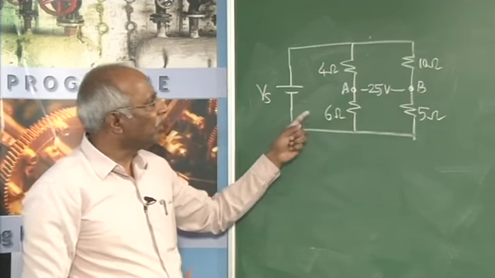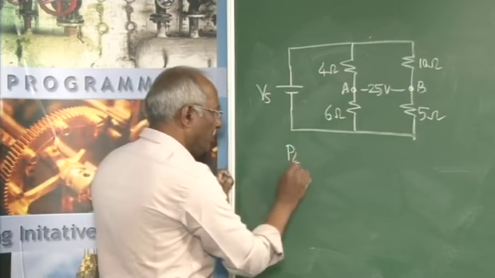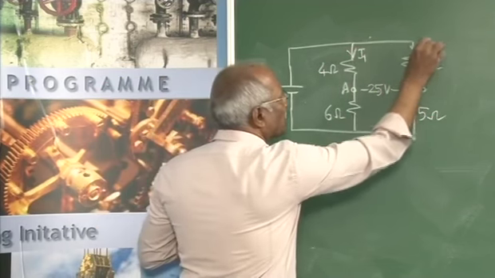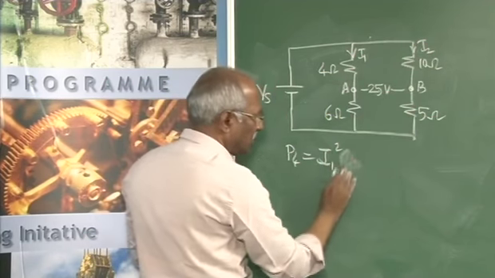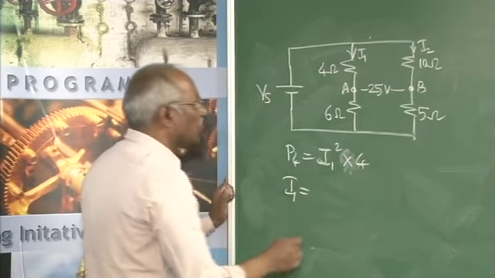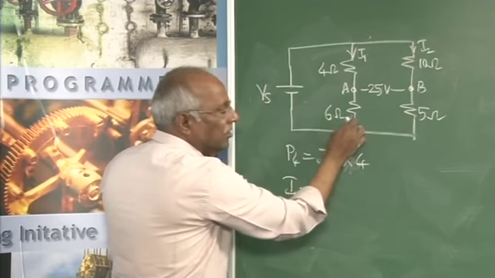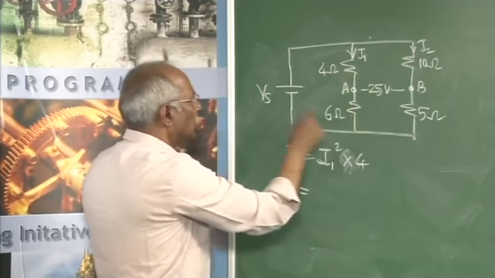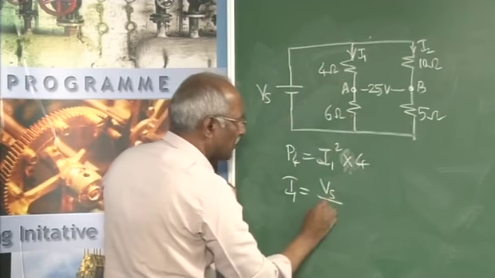In this respect, how to find out the power dissipated in this 4 ohm resistor? P4 will be equal to, if I call the current here as I1 and the current here as I2, I1 square into R1 or I1 square into 4. What is I1? As you can see here, this voltage Vs is across this. This is a parallel circuit across this source. These two are in series and across this voltage source. Therefore, I1 is Vs divided by 4 plus 6, that's nothing but 10.